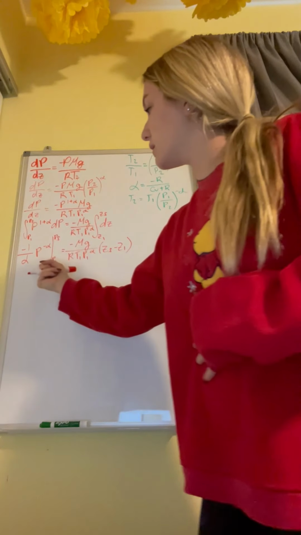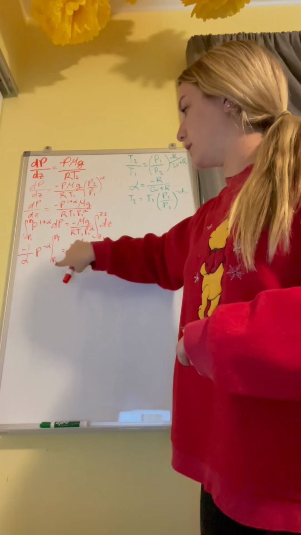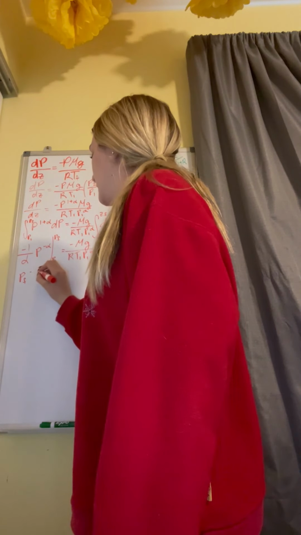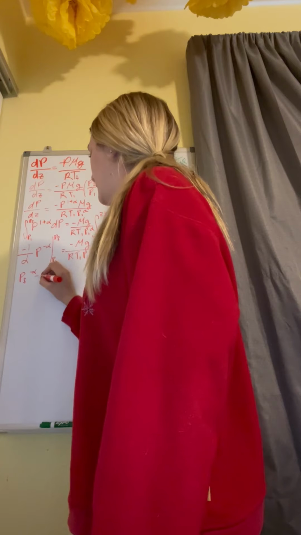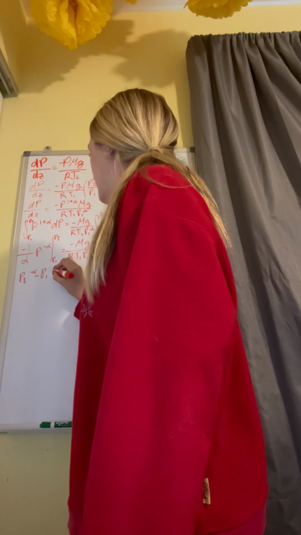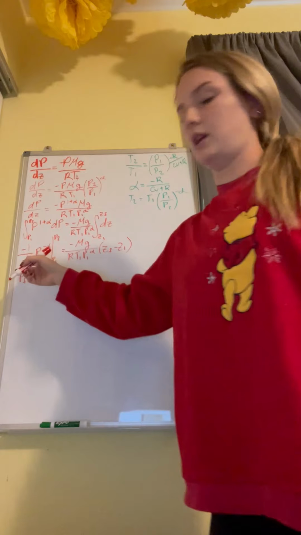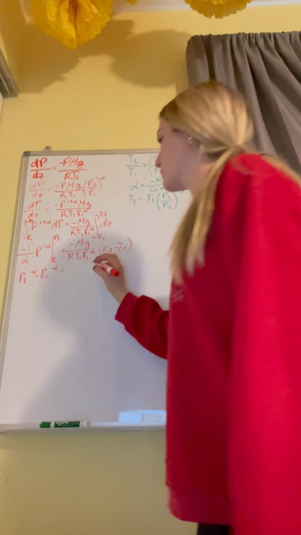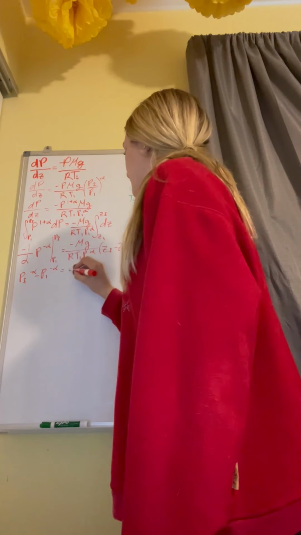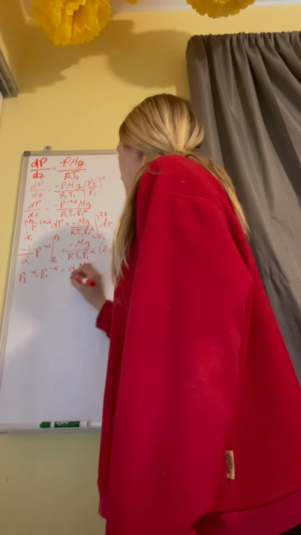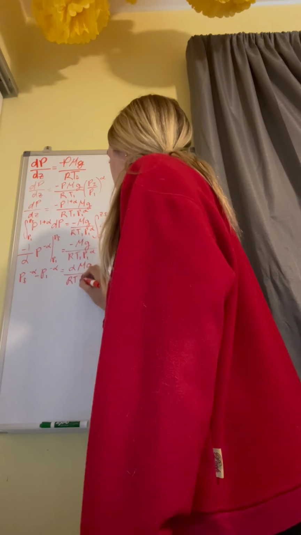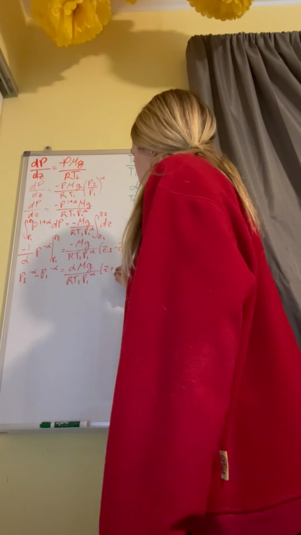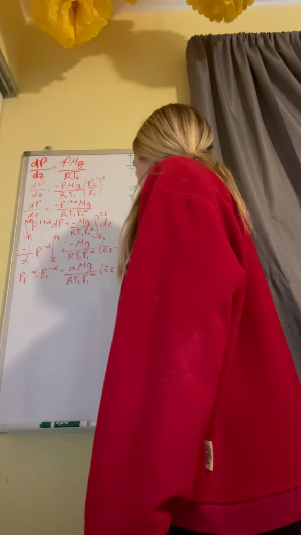So now we can evaluate this side from p1 to pf, and we are just going to get pf to the negative alpha minus p1 to the negative alpha. We are going to bring this -1 over alpha to the other side. So those negative signs are going to cancel out, and we are going to get alpha mg over r t1 p1 to the alpha, and then zf minus z1.